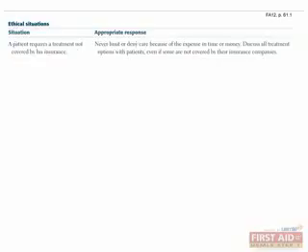If a patient requires a treatment that is not covered by his insurance, you should never limit or deny care because of the expense in time or money. Discuss all treatment options with patients, even if some are not covered by their insurance companies.